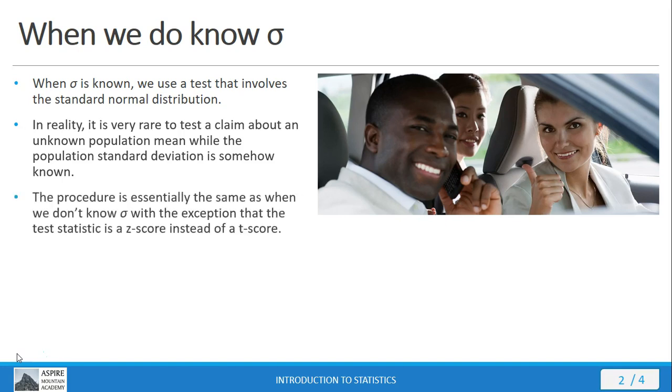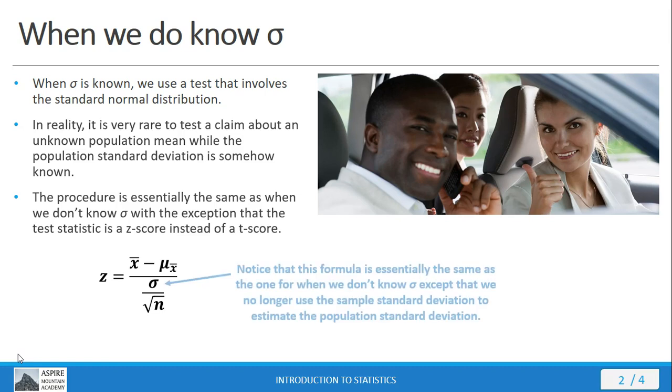The procedure is essentially the same as when we don't know the population standard deviation, but we're just going to use a z-score instead of a t-score. And so here's our equation for the z-score. You see it looks really familiar with the expression that we were using earlier for the t-score. And that's because it is practically the same thing. We're just calling it a z-score instead of a t-score. Anywho, this is what we use.